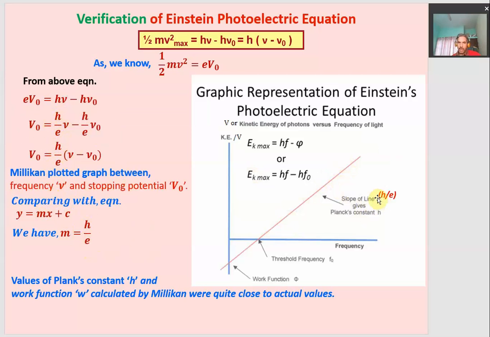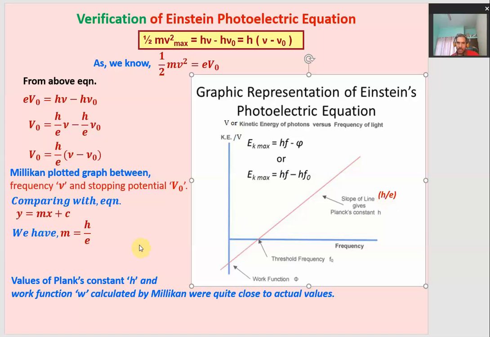So what Planck did, he calculated the slope of this graph mathematically, and because it is already known that the charge on the electron e is 1.6 x 10^-19 coulomb. So by knowing h upon e, he equated this ratio h upon e to the value of this slope, because h upon e is nothing but the slope, and substituted for the charge on the electron and calculated the value of h, the Planck's constant.